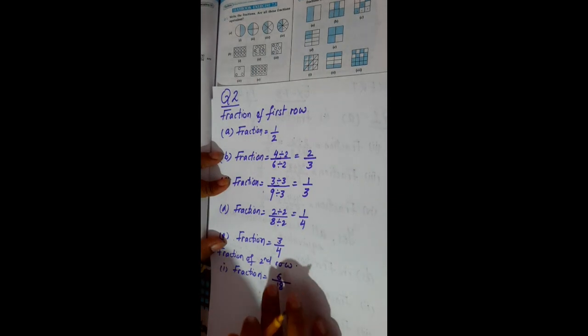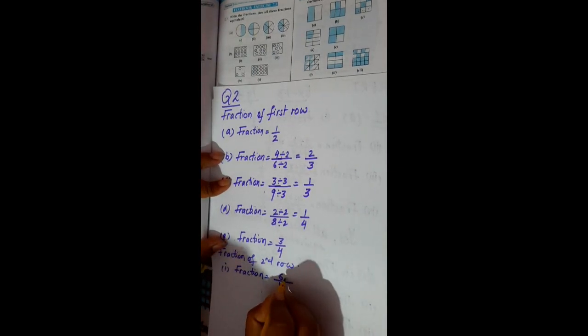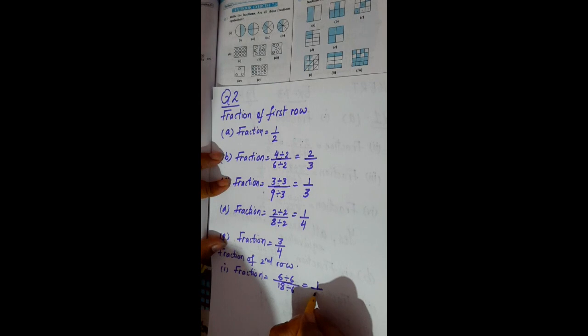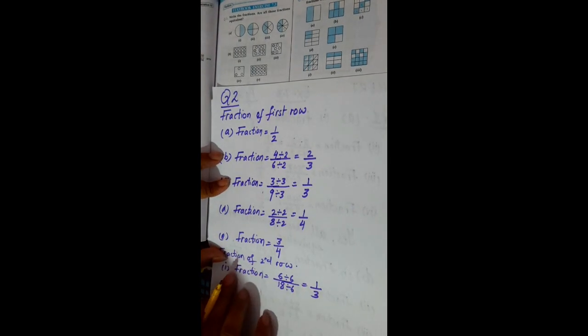As both 6 and 18 are divisible by 6. So 6 divided by 6, 18 divided by 6. 6 divided by 6, you will get 1. 18 divided by 6, you will get 3. So the fraction of first figure is 1 upon 3.